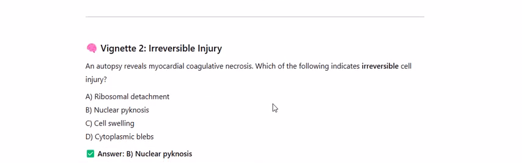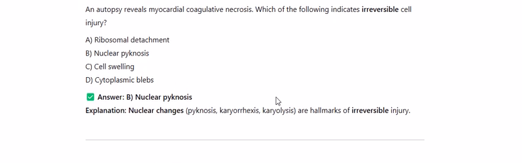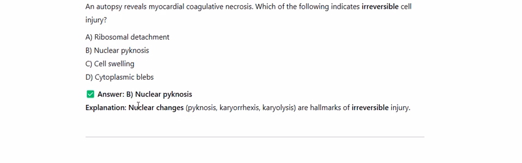Vignette 2, Irreversible Injury. An autopsy reveals myocardial coagulative necrosis. Which of the following indicates irreversible cell injury? A. Ribosomal detachment. B. Nuclear pyknosis. C. Cell swelling. D. Cytoplasmic blebs. Answer: B. Nuclear pyknosis. Explanation: nuclear changes, pyknosis, karyorrhexis, karyolysis, are hallmarks of irreversible injury.